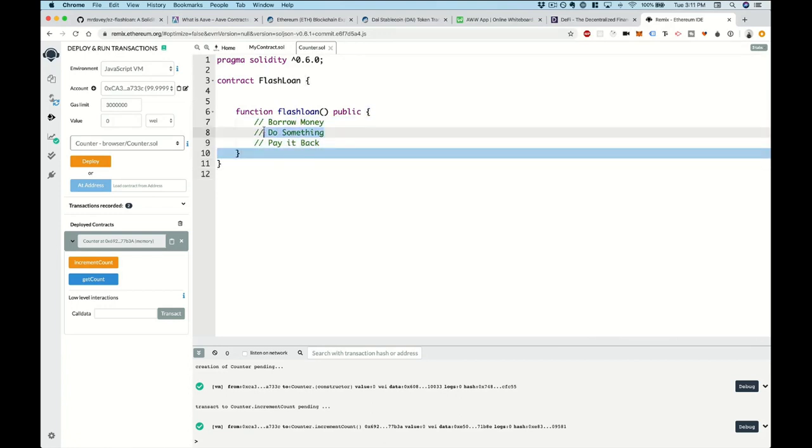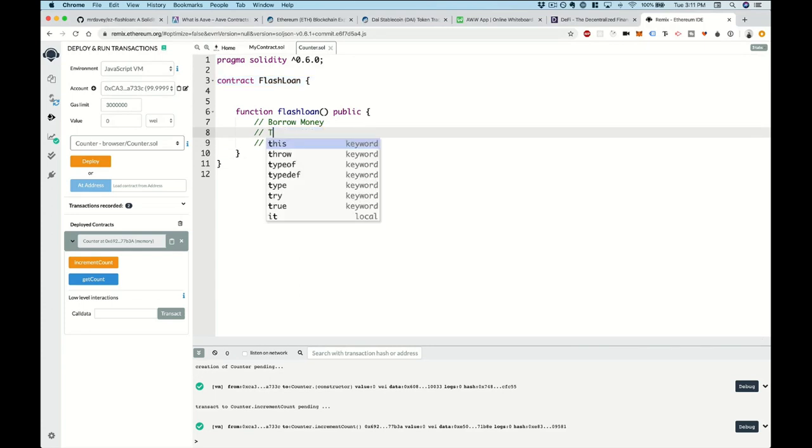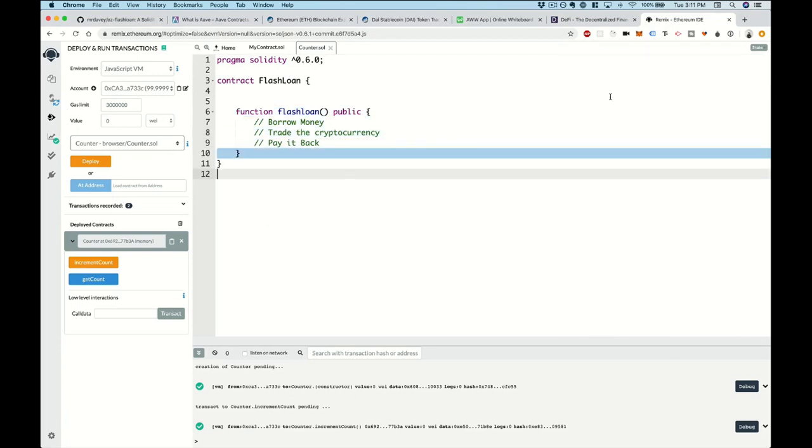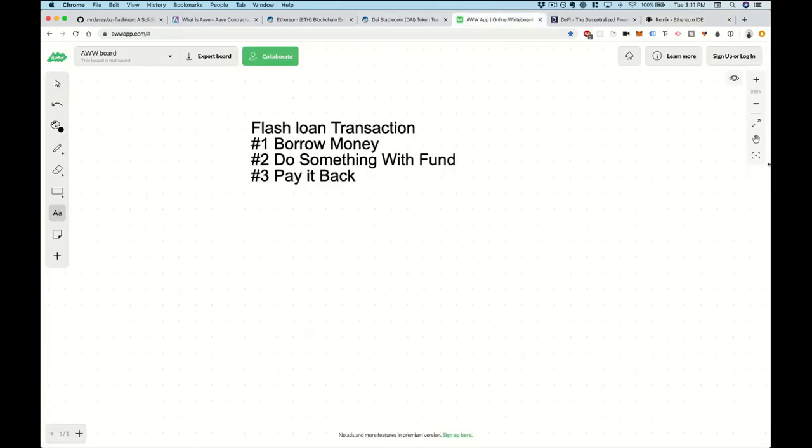So what does this do something? Well, a lot of times people are doing trades here. They trade the cryptocurrency, and sometimes this is a complex trade. But if they just borrow it, trade it and pay it back, that doesn't make any sense. Well, what they typically do is arbitrage trades. So what is an arbitrage trade?